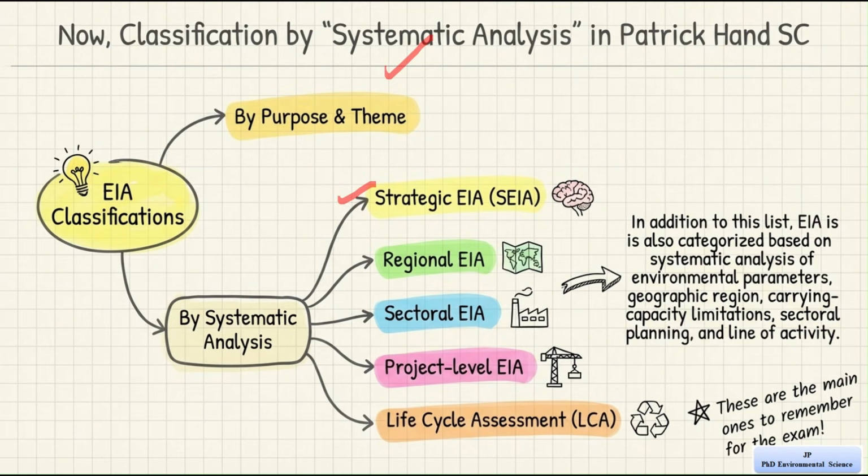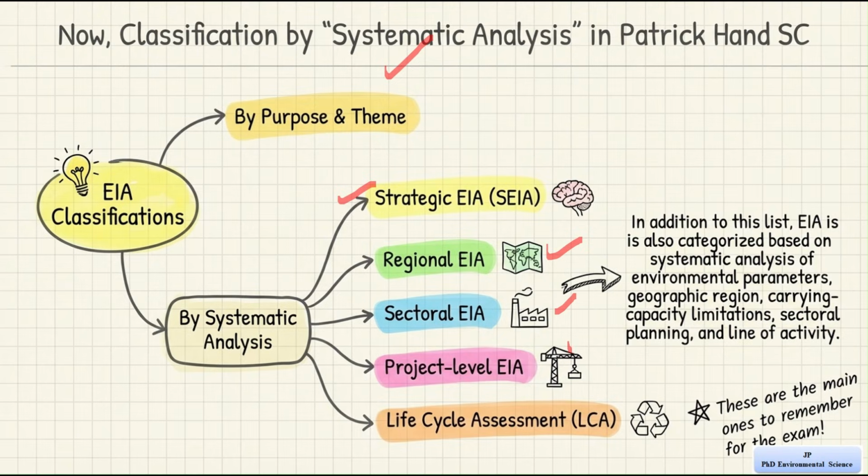Regional EIA, it focuses on a specific geographical area, or you can say region. It studies the impacts in a whole area, not just one project. Example, impact of multiple industries in one city or region. Sectoral EIA, it focuses on a particular sector, means a particular type of industry. It looks at one field like transport, mining, energy. Example, studying environmental impacts of the power sector.